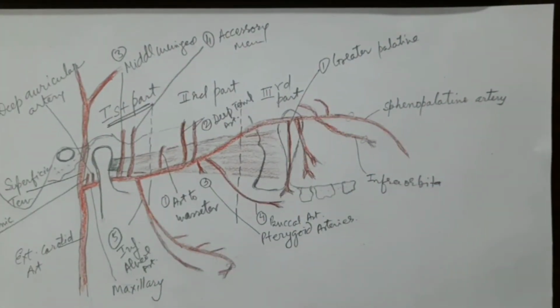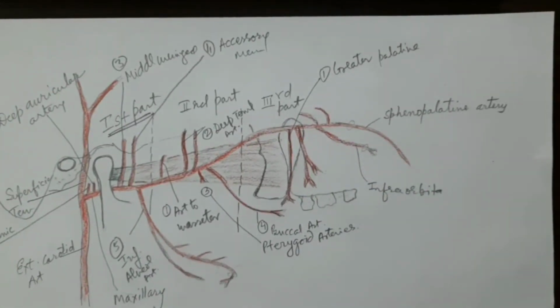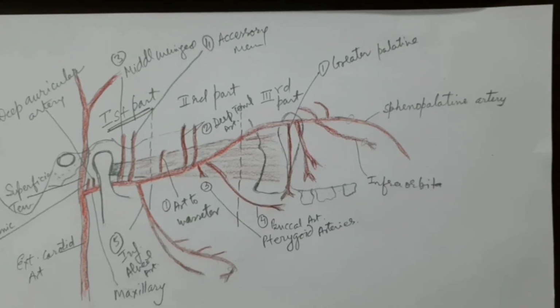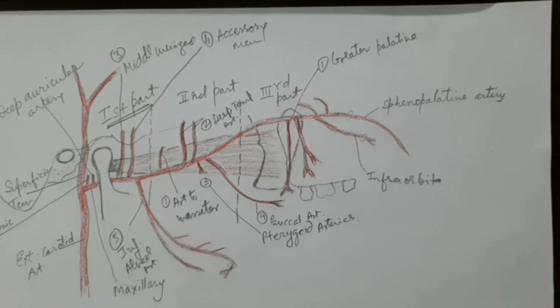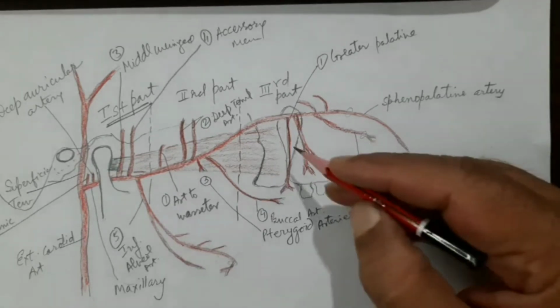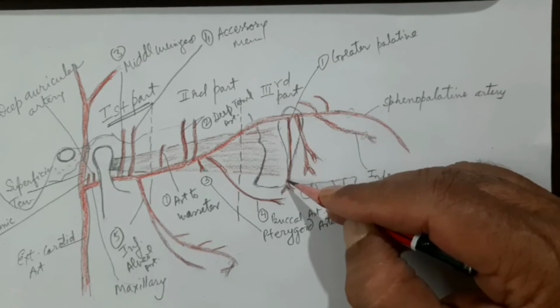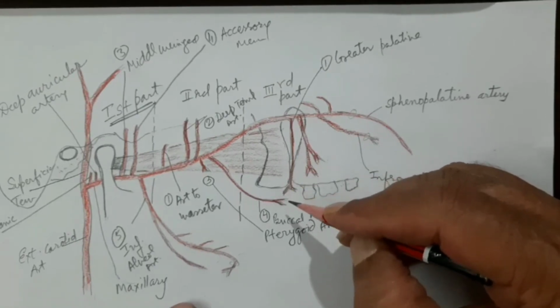It runs through the greater palatine canal, and then it supplies blood to the hard palate, the soft palate, the tonsil and part of the nasal cavity. So this will go directly downward from the fissure into the greater palatine canal, and will divide into the greater and lesser palatine arteries also.